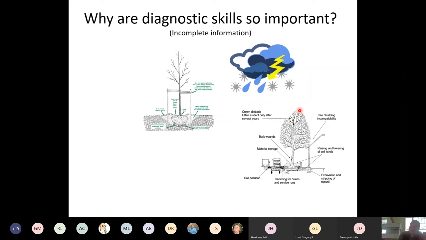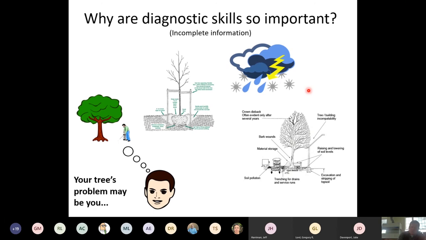So a lot of times, human activity is sometimes very incompatible with healthy tree growth. So really, when there's construction or forestry practices, we really have to keep in mind what's compatible with the trees that we're trying to grow, the trees that are important to us, and not just think about ourselves and what we want and what our goals are. So a takeaway message here is a lot of times your tree's problem may be you.